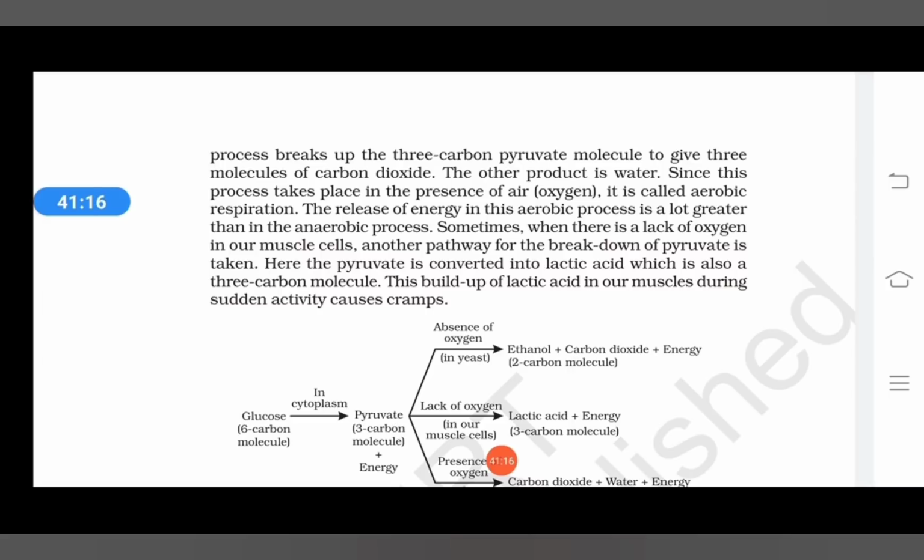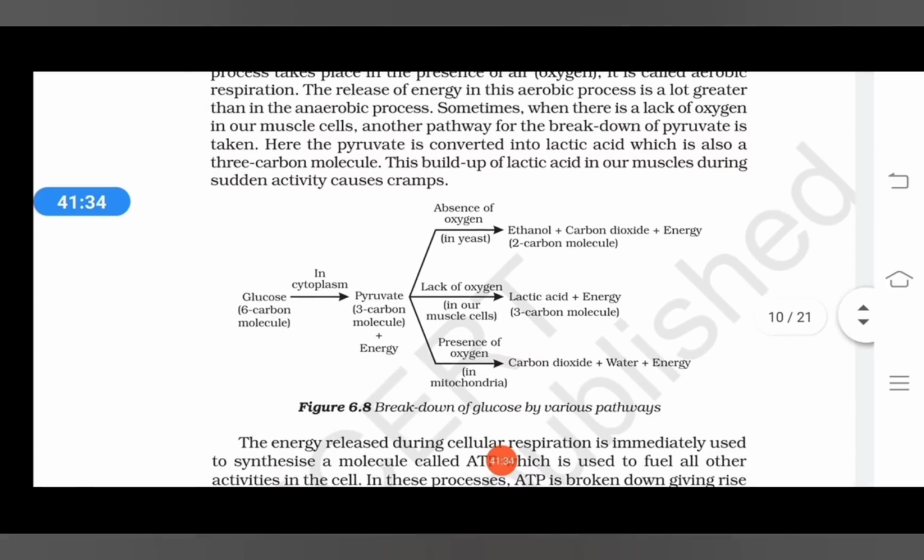Sometimes when there is a lack of oxygen in our muscles, another pathway for the breakdown of pyruvate is taken. Here the pyruvate is converted into lactic acid, which is also a 3-carbon molecule. The buildup of lactic acid in our muscles during sudden activity causes cramps.